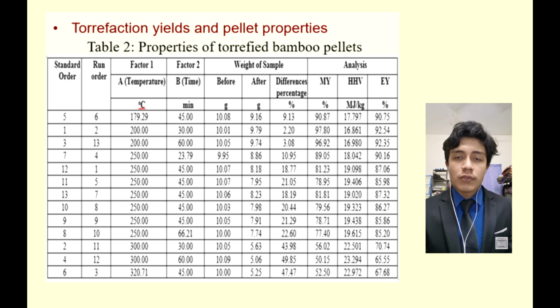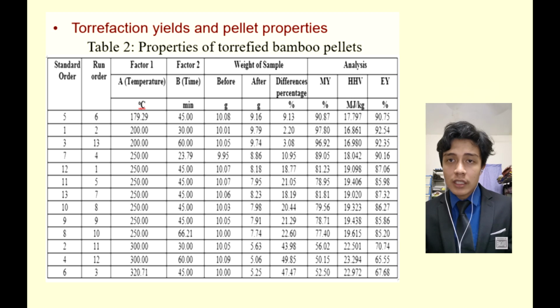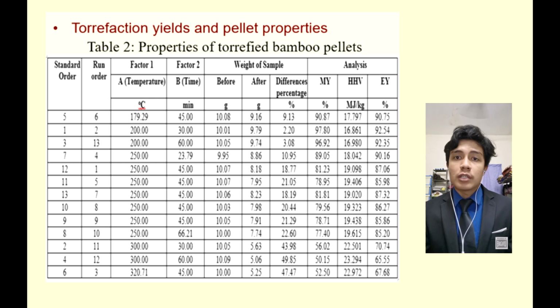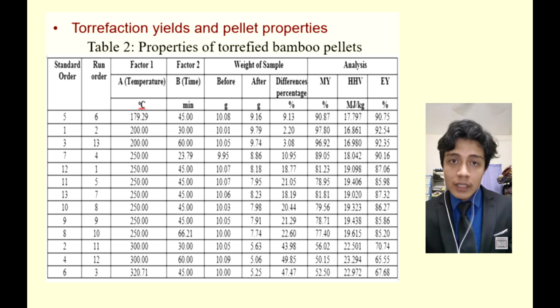The mass loss for the torrefied bamboo pellets at 300 degrees C and 60 minutes is 49.85%, which is much higher compared to the temperature of 200 degrees C and 30 minutes, which is only 2.2%. It is shown that the drastic increase in the mass loss is due to the increase in the temperature.